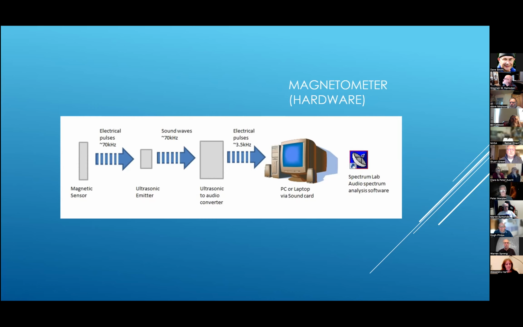And then I convert the physical sound, which is ultrasonic, to audible sound, so that I can use the computer sound card to detect the audible sound which has been converted from these ultrasonic pulses. And you might say, well, why do all that? Well, I was looking for a relatively straightforward way of doing it without having to build a lot of electronics myself.